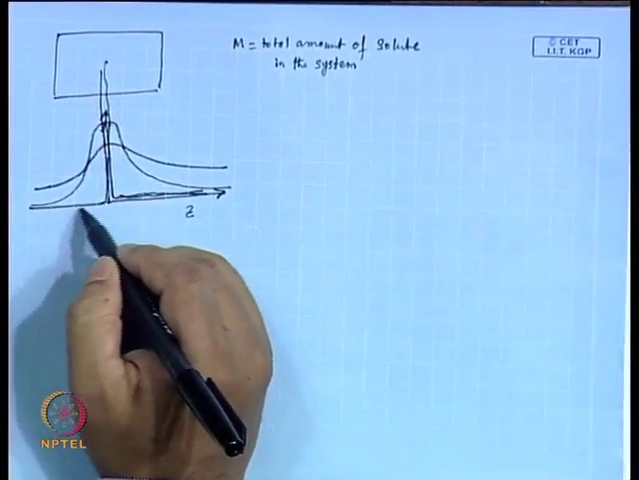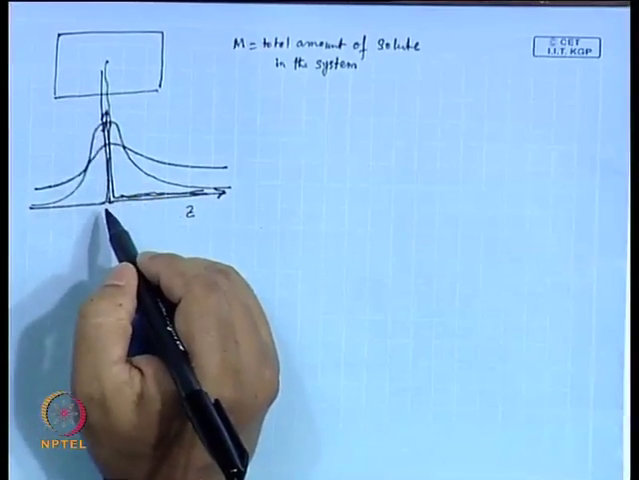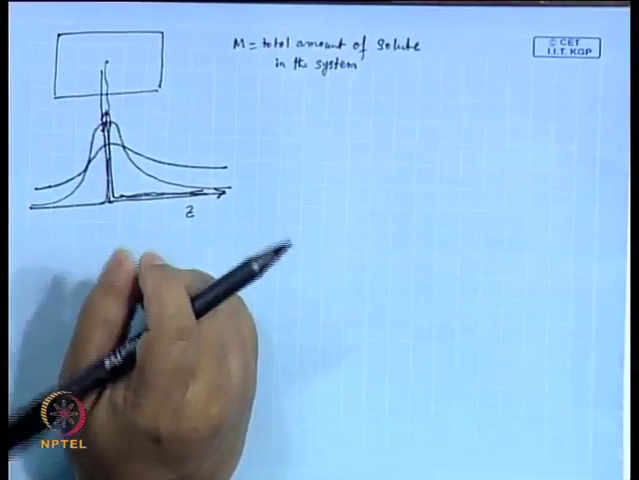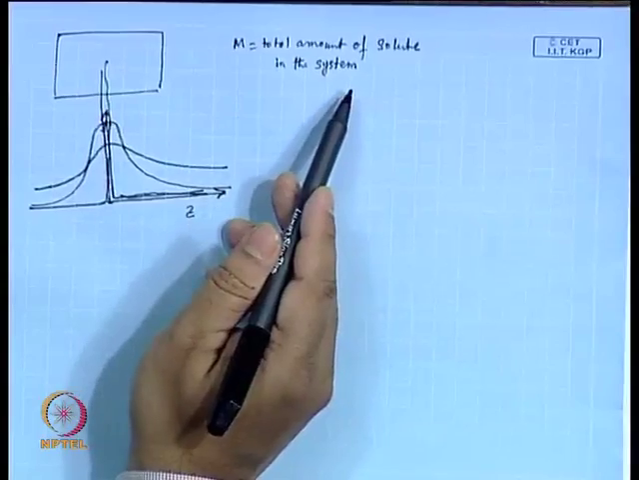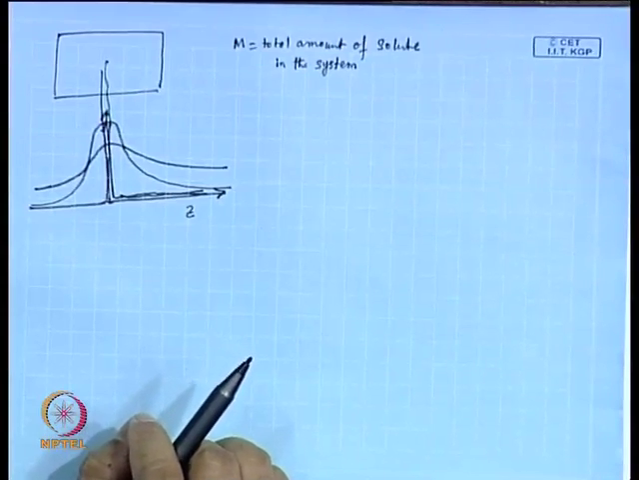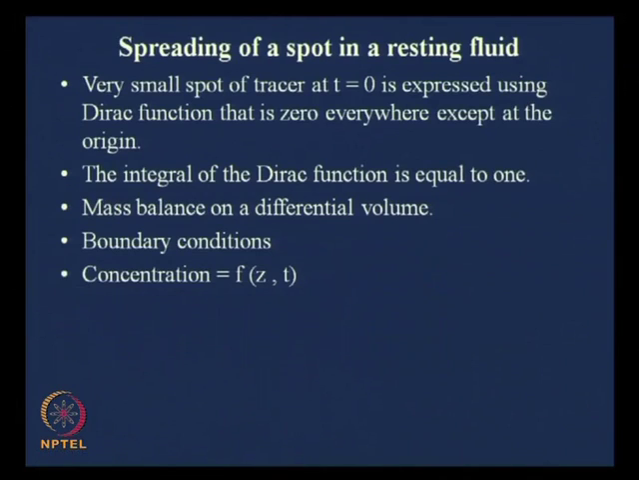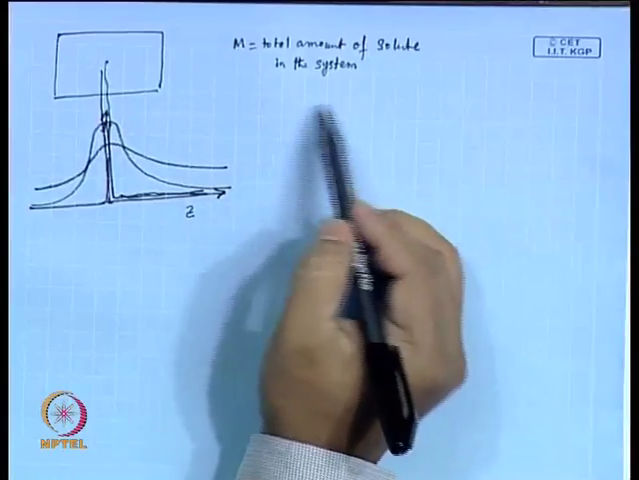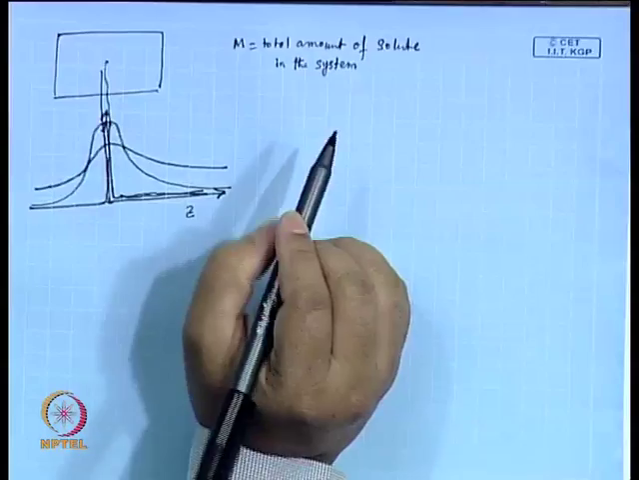Now, the Dirac function has to take care of this aspect: even if you have a Dirac function, which is 0 everywhere except at the origin, the area under that curve as well has to correspond to the total amount of solute in the system. The area under the curve remains the same, because you are not importing any solute from outside; it is that original spot which is spreading out. All right. So, the integral of the Dirac function is equal to 1, otherwise you cannot satisfy the total amount of solute in the system. So, that has to be satisfied.